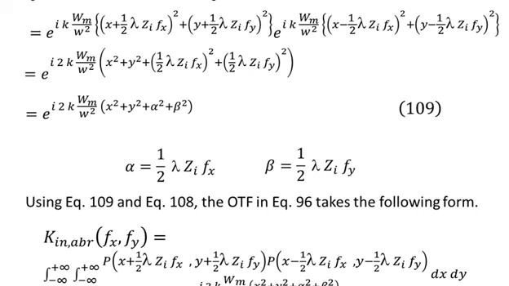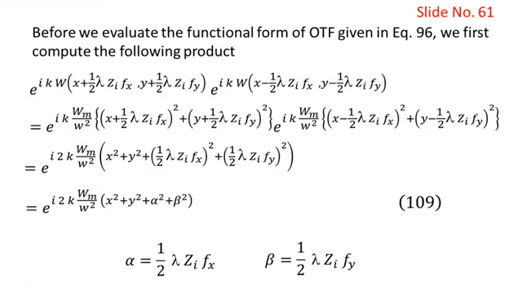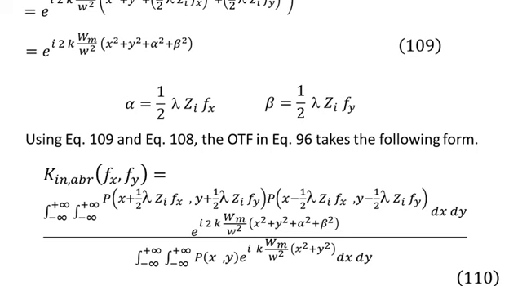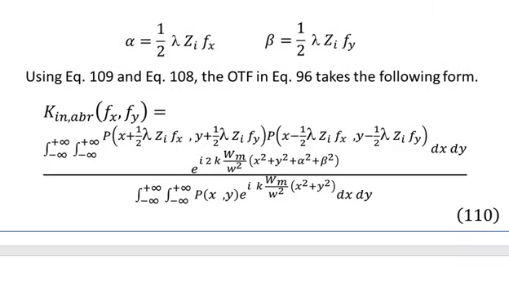Using equation number 109 and equation number 108, that is this equation and this equation in the last step of equation number 109, the OTF, that is the optical transfer function or the normalized incoherent transfer function from equation number 96 takes the following form as given in equation number 110. So this is what we have written for equation number 96 by using equation number 108 and 109. We have a double integral. You know that the two pupil functions are contained, and then of course the exponent function which we have already simplified in equation number 109 is also contained in the numerator. And of course we have the denominator which can also be directly written using equation number 108. So let's see whether we can use this in its present form, or we need to make further modifications.